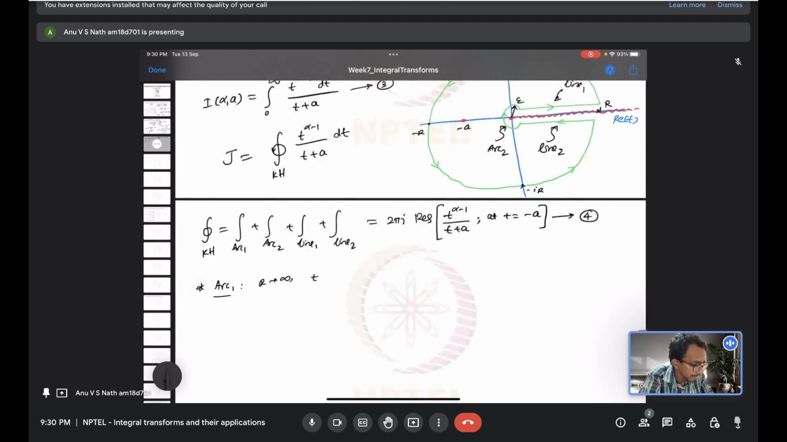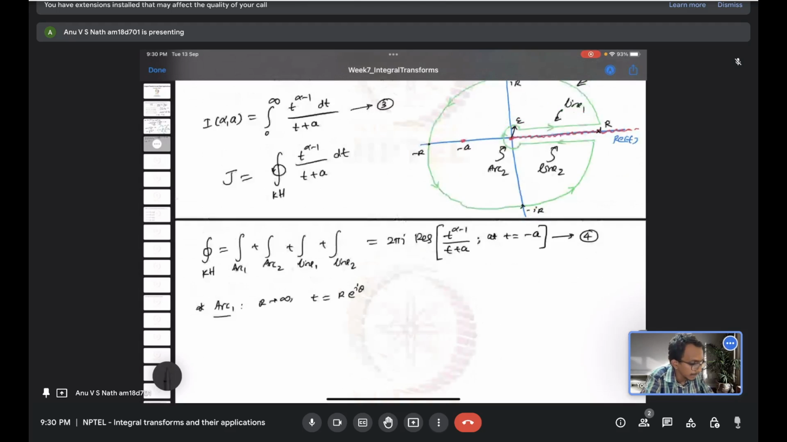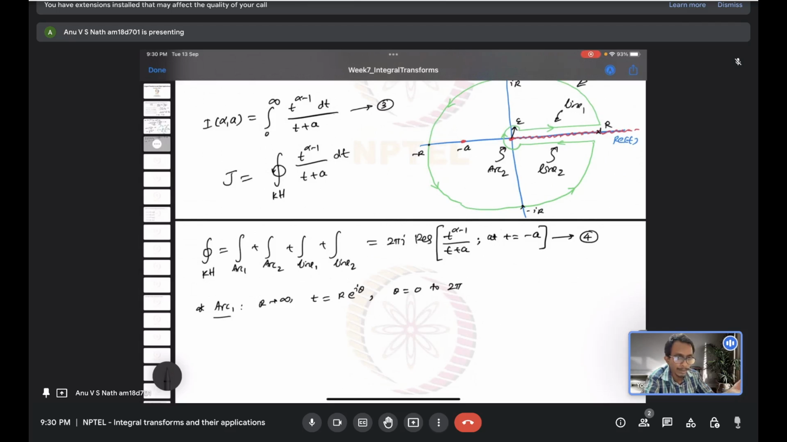Here t is actually r e raised to i theta, which is a circular arc, where theta is varying from 0 to 2 pi. It's a complete circle, but we are excluding the fact that there is a branch cut. So 0 is not equal to 2 pi, because once it passes the branch cut, 0 and 2 pi are separated. That's because of the branch cut existing there.